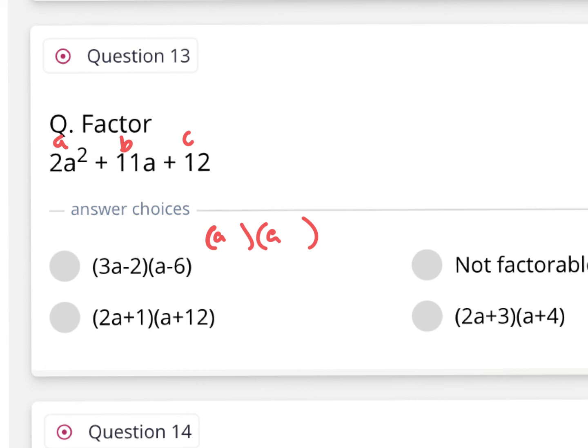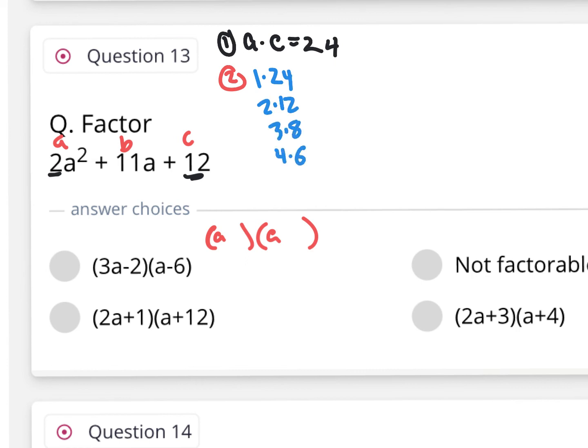So let's begin by doing step 1, which is multiplying A times C, which is really 2 times 12. That gives us 24. Okay, step 2, think of the multiples of 24. Let me go with 1 times 24, 2 times 12, 3 times 8, 4 times 6.